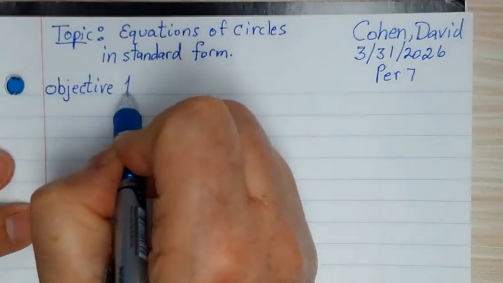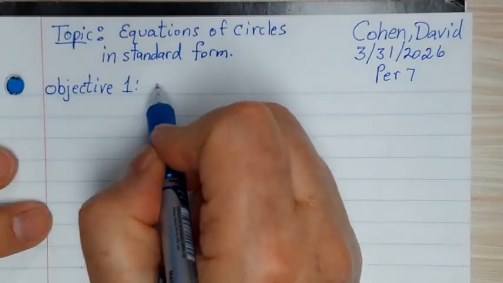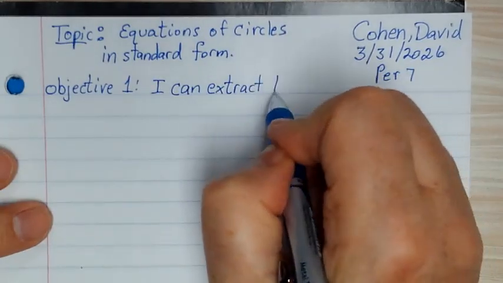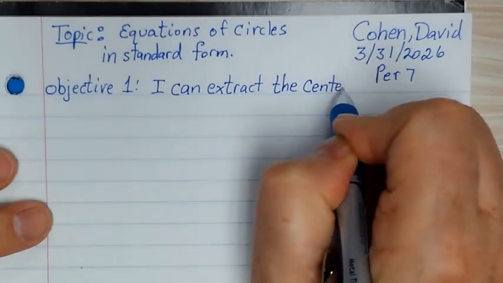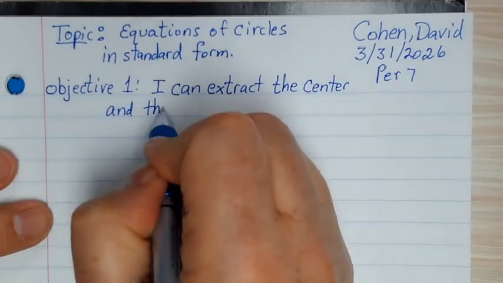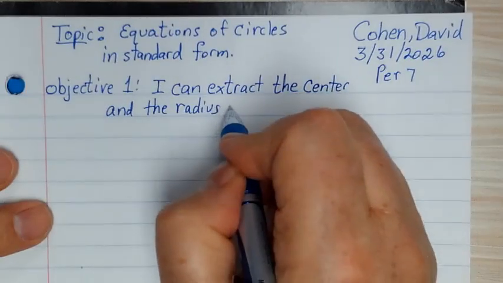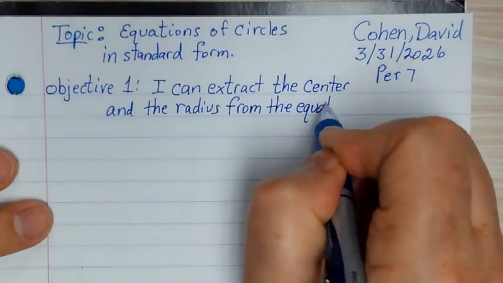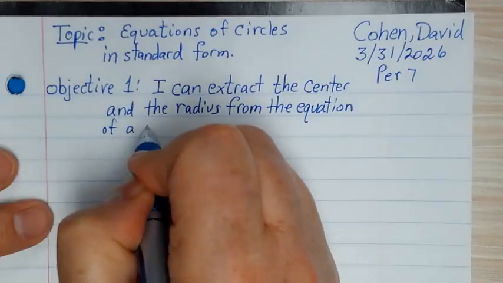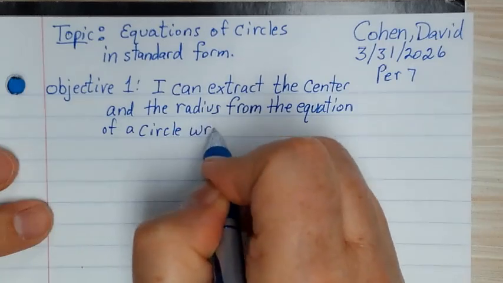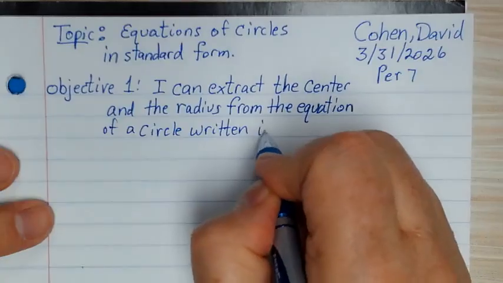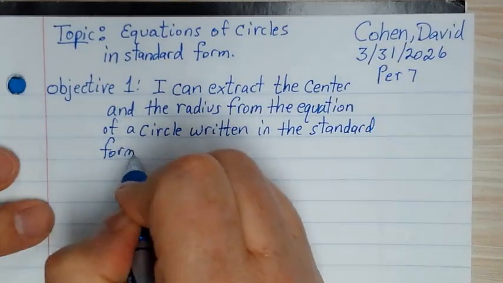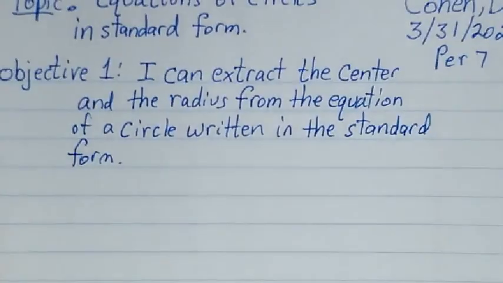Objective 1. In student-friendly language, I can extract the center and the radius from the equation of a circle written in the standard form. So let me zoom in on that so you can see what it is that we're doing.